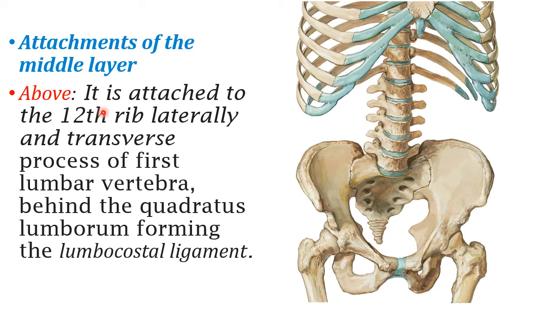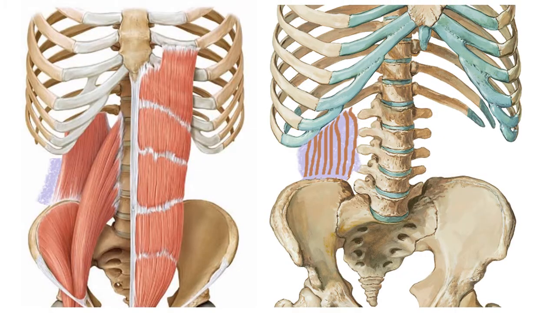Then moving to the middle layer. The middle layer is attached to the 12th rib laterally, and to the transverse process of the first lumbar vertebra. Let me show you the picture; in the next picture, I'm going to show that. And this middle layer is present behind the Quadratus Lumborum muscle, and it forms a ligament called the lumbocostal ligament. Here you can identify it in this picture.